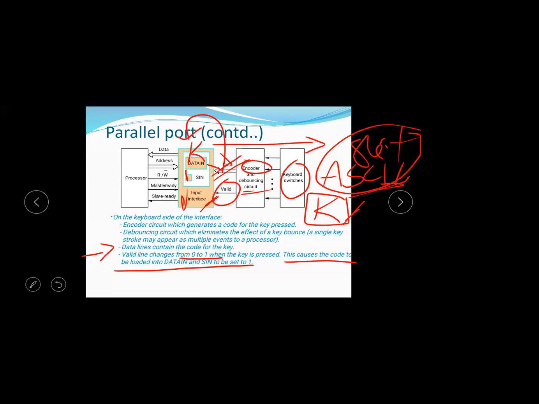Clear? Now, the character is available in the data in register. Now the data from the data in register is transmitted to the processor register. The character K has to be transmitted to the processor from the interface.